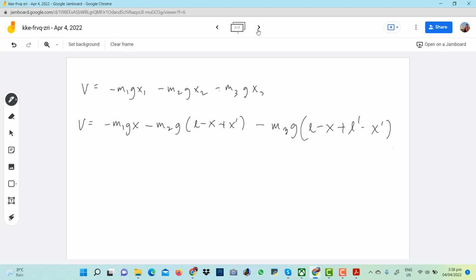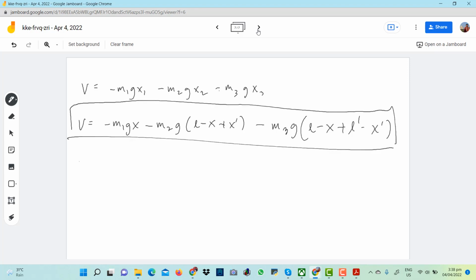Okay, so I have the V, I also have the T. Now I can express the Lagrangian, which is just equal to T minus V. Substitute my T and my V into L. Then I have two Lagrange equations. Right?